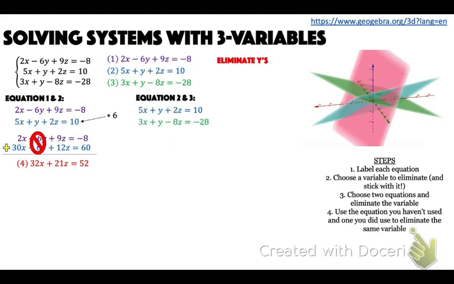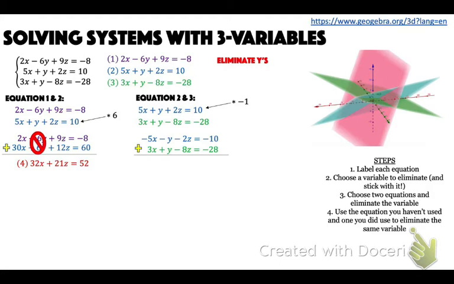So now I'm just going to take equations 2 and 3. And I'm going to multiply either one of these by -1. It doesn't matter. I just need that to be the opposite sign. So then that's going to be -5x minus y minus 2z equals -10. Then the green equation is 3x plus y minus 8z equals -28.